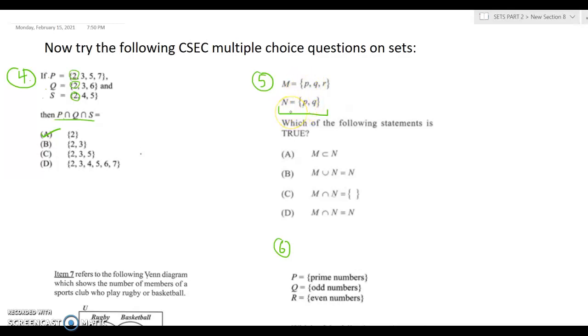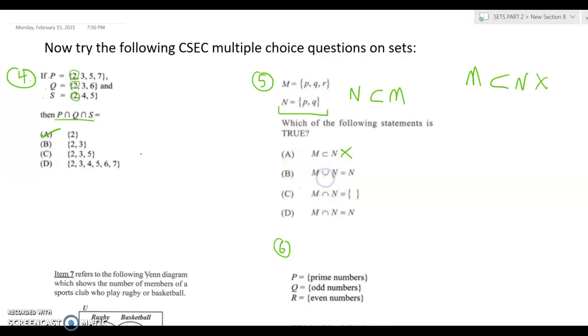So N is a subset of M, but there's no option here saying that. Option A is saying that M is a subset of N, and that is not true. This is not true. All right.